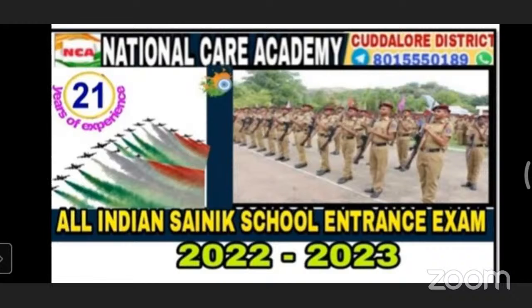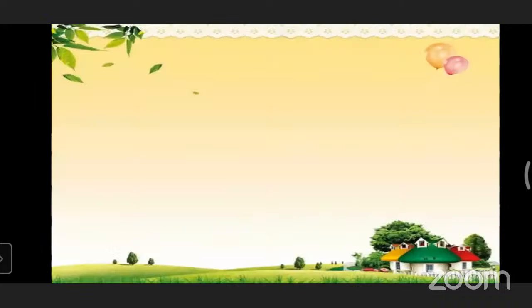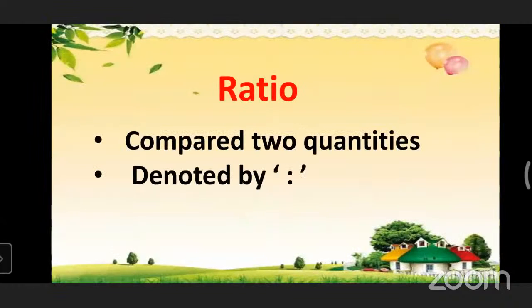Today we learn about ratio and proportion, a remaining section. In the previous class, just recall what is meant by ratio. Ma'am, to compare two quantities. Yeah, Kanna, very good. Ratio means just compare the quantities. Just compare two quantities. That is the ratio.